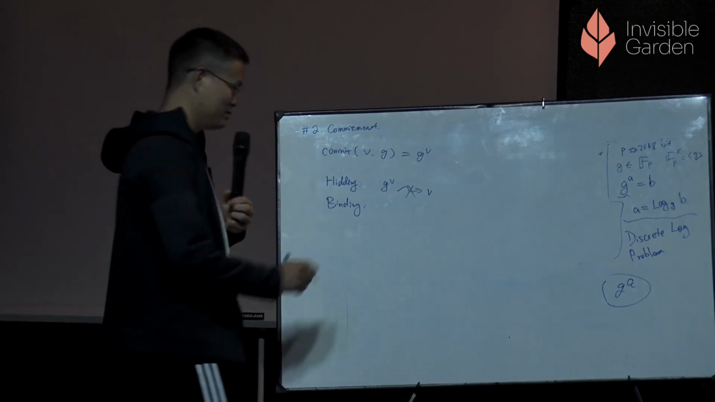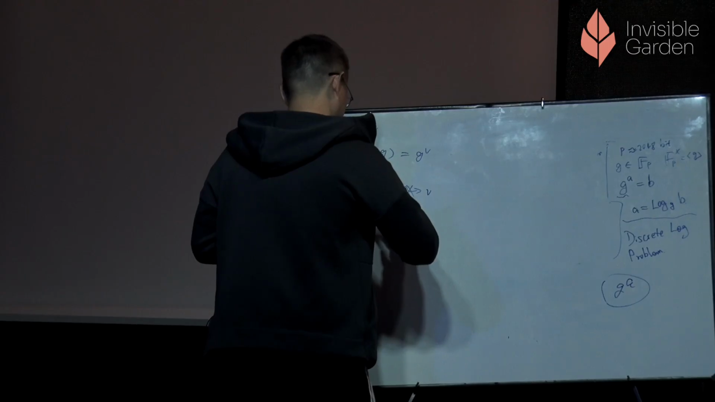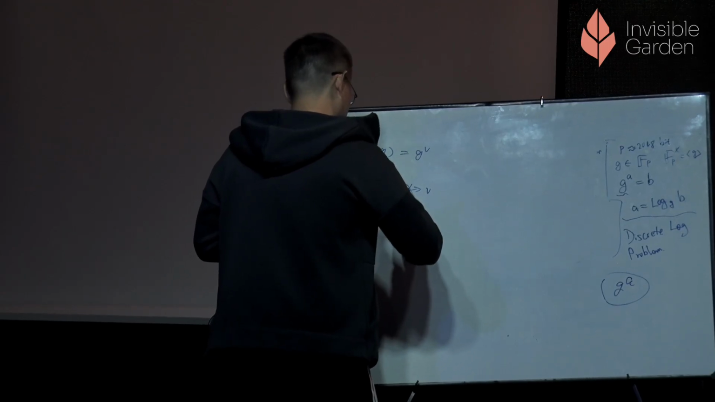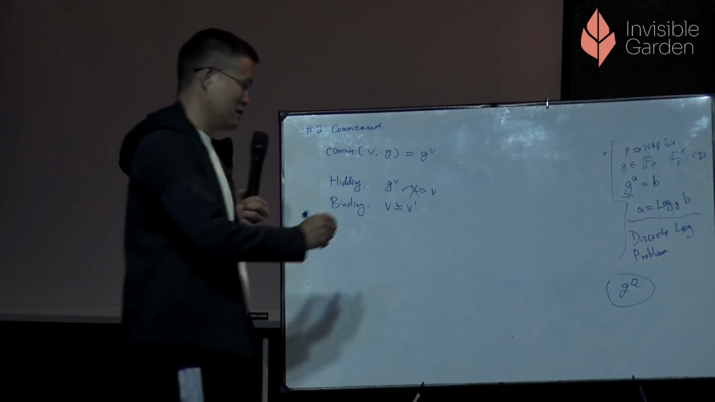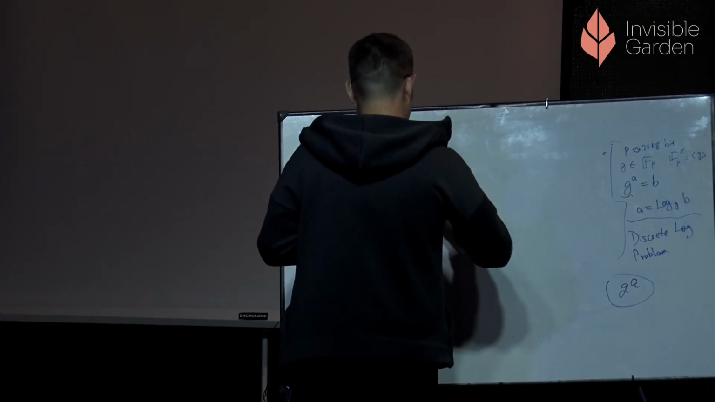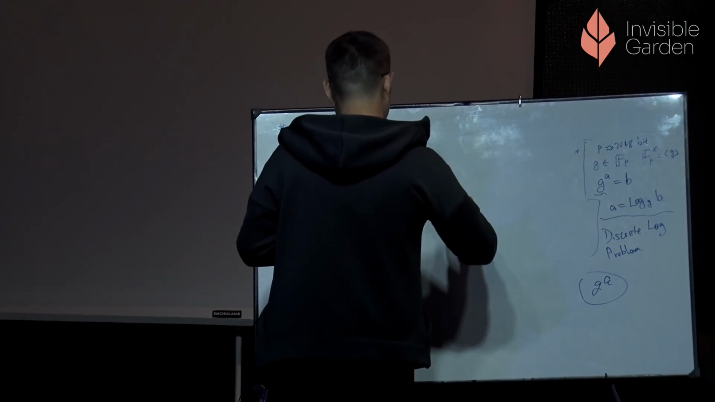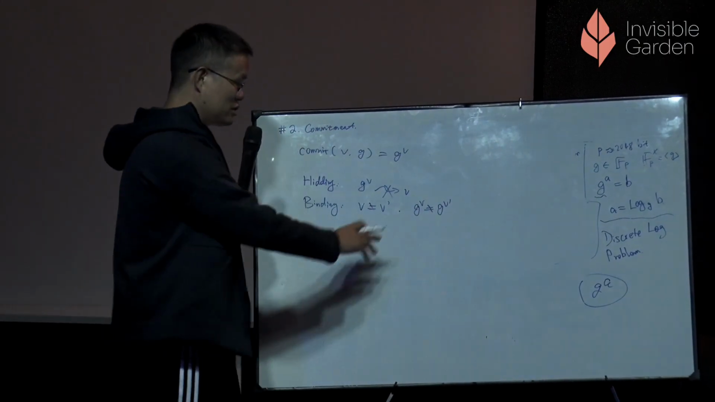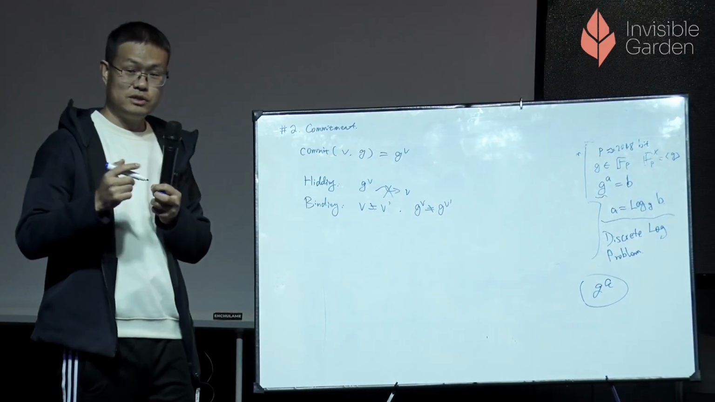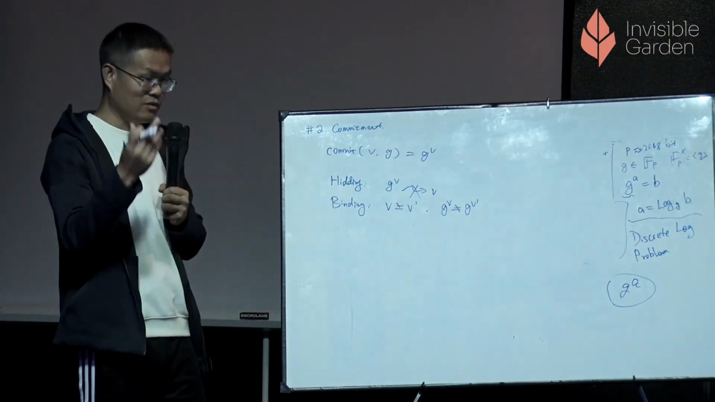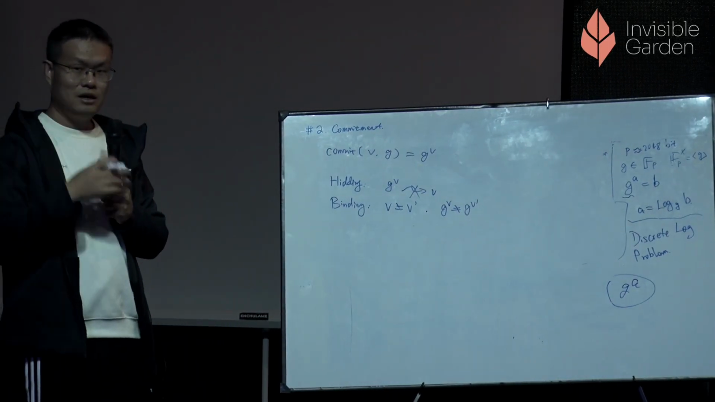Binding means that if another V prime is not equal to V, then G to V is not equal to G to V prime. Or it's computationally hard to generate another commitment such that they are equal to each other. That means one commitment corresponds to a unique data file.